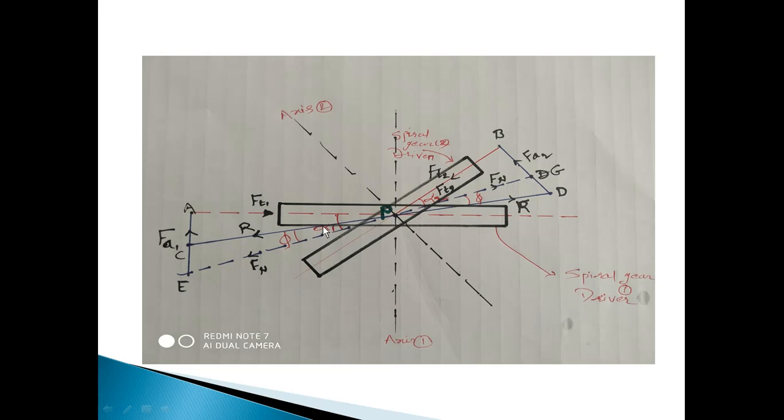What will be the angle between the tangential force and the normal reaction? It is always the helix angle or spiral angle in case of a spiral gear. This is the notation alpha 1 when related to gear number 1, and this will be alpha 2, the angle between the tangential force and the normal force for gear 2. So these are the two forces.